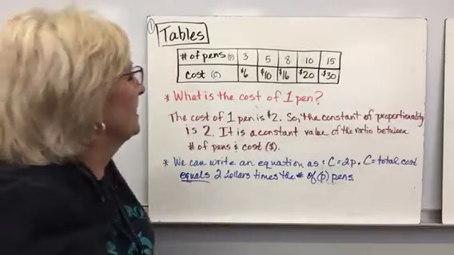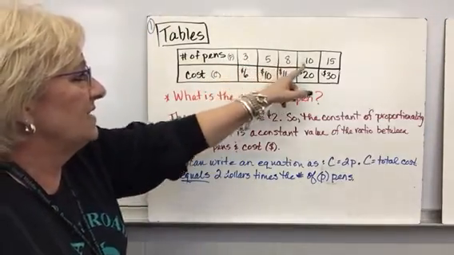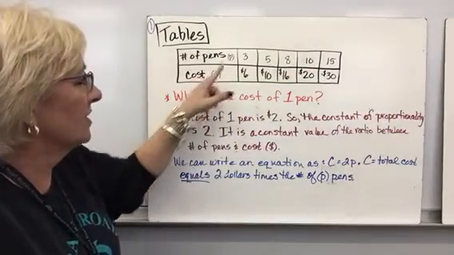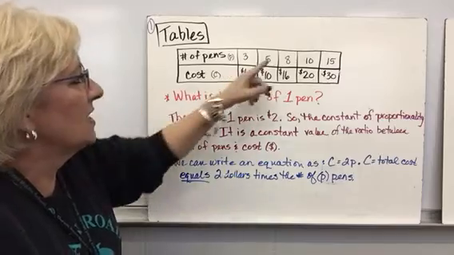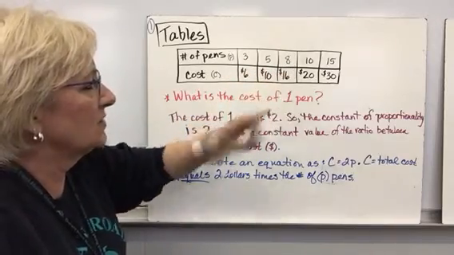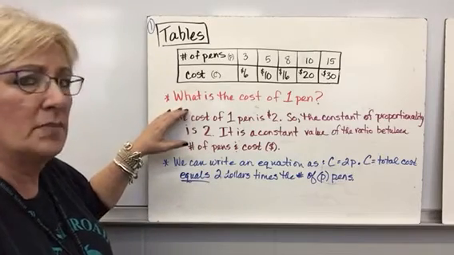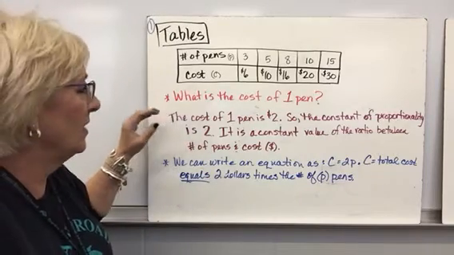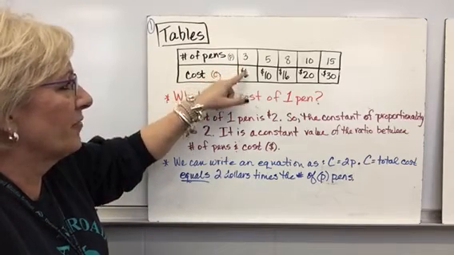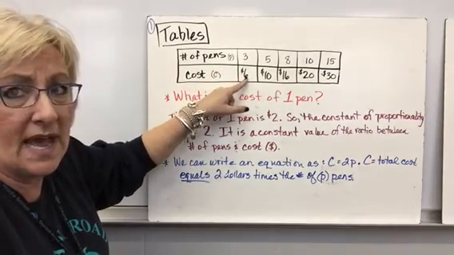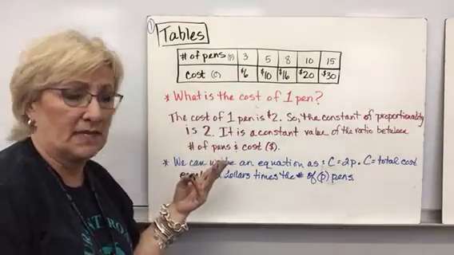Here I've got a table that says the number of pens, which is P, and then it gives me 3, 5, 8, 10, 15, and the cost. So 3 pens will cost $6, 5 will cost 10, 8 will cost 16, 10 will cost 20, and 15 will cost 30. If you notice, what is the cost of 1 pen? That's what we need to find out. The cost of 1 pen is going to be $2 because I'm going to divide the number of pens into the amount of money I have. So if I've got 3 pens, I know that they each cost $2 a piece.